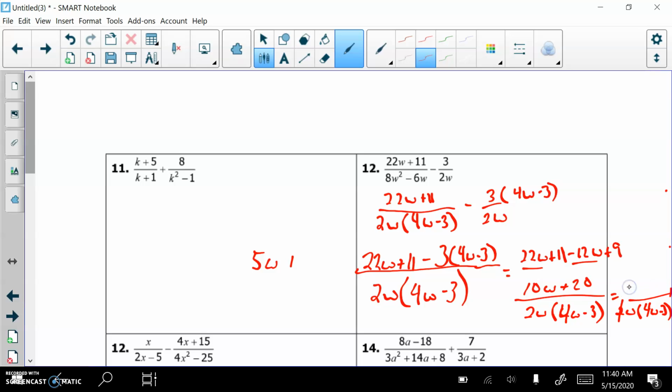Could have taken a 10 out, big dummy. 10 parentheses w plus 2. So now when I factor out the 2 with the 10, that gets me 5 w plus 2 over w parentheses 4w minus 3.